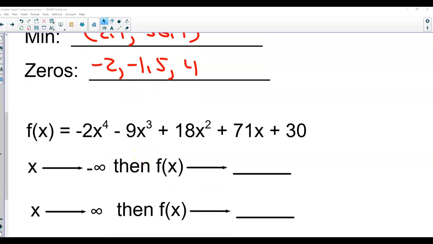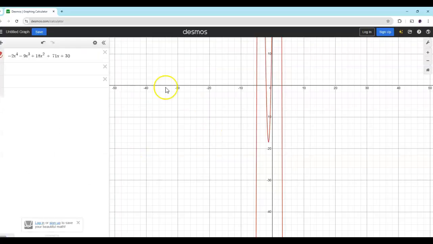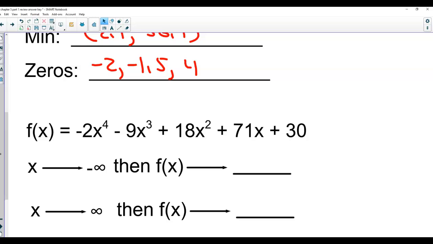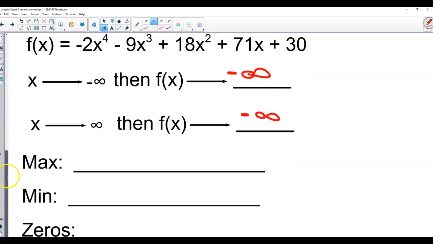So when I put this into my Desmos, my leading coefficient's negative, my degree is even. So as x goes to negative infinity, my graph goes down to negative infinity. As x goes to infinity, my graph goes down as well. So when you have an even degree and a negative leading coefficient, y goes to negative infinity, whether x goes to negative infinity or infinity.